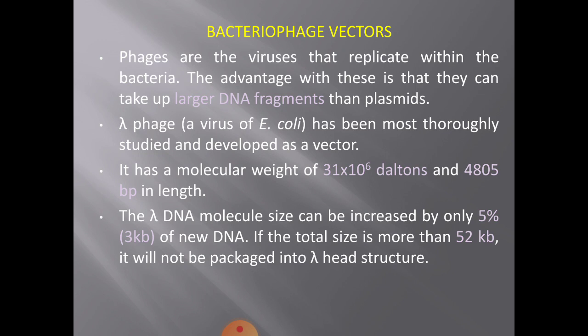Lambda-phage is a virus of E. coli, that is Escherichia coli, and it has been most thoroughly studied. Okay? Since we know the biology very well, people have attempted to develop that into a vector. Its biology goes like this. It has a molecular weight of 31 into 10 to the power of 6 daltons, and the genome has 4805 base pairs. So the length goes as 4805 base pairs.